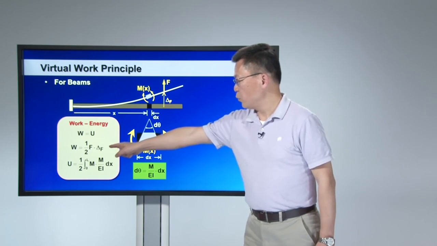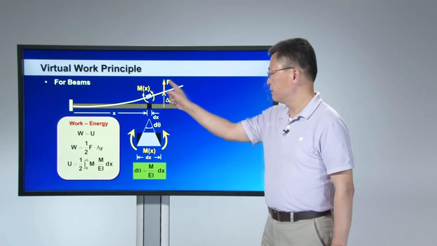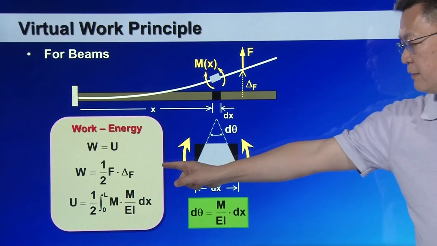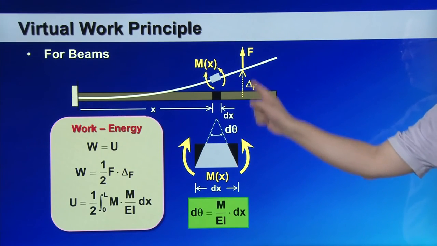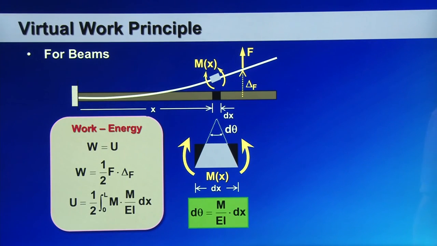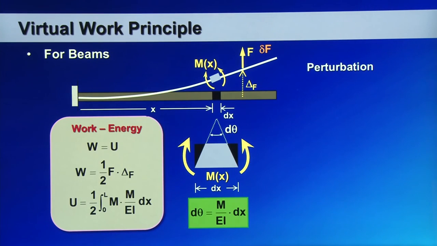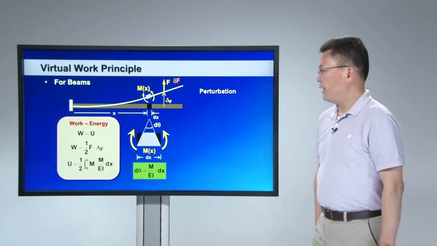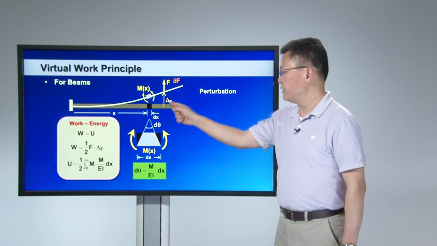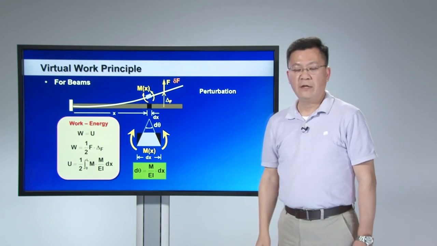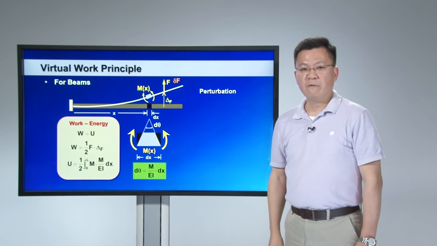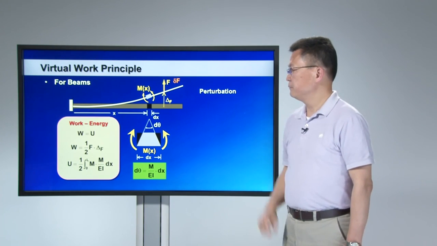And here is the work done by this external force: 1/2 F times the corresponding deformation at the loading position. And here is the work and energy equation. Now I want to perturb the structure away from its equilibrium by holding the deformation constant, but imagine that I have an additional imaginary force applied, delta F.